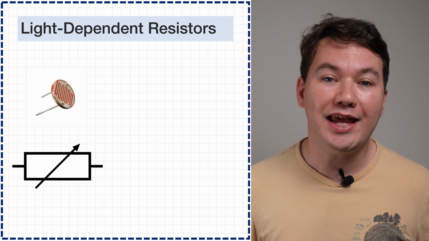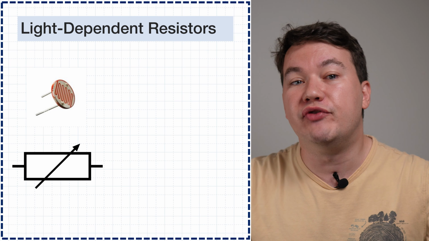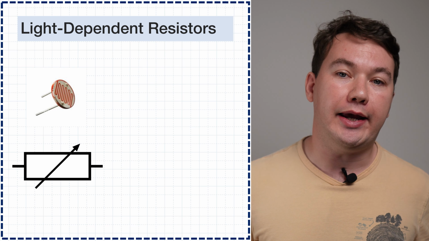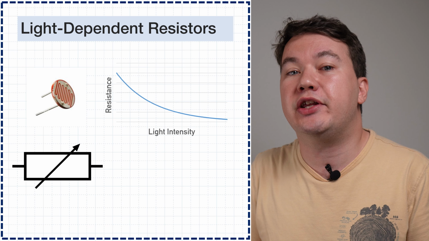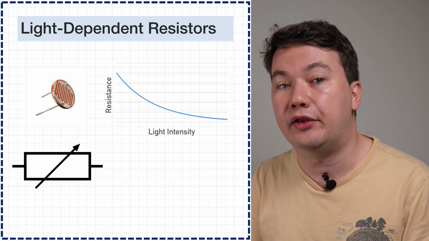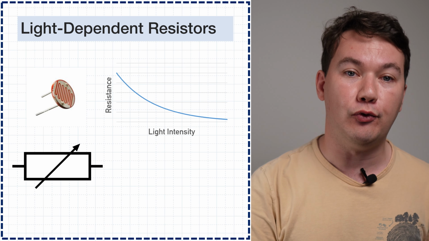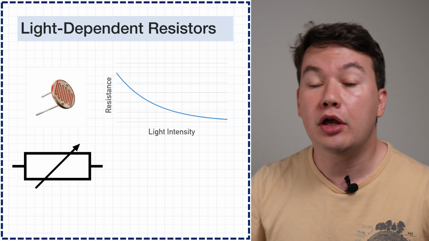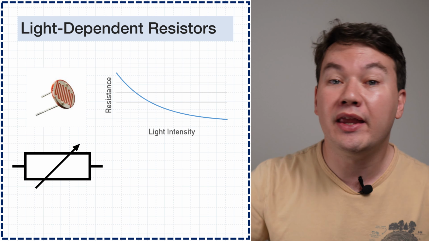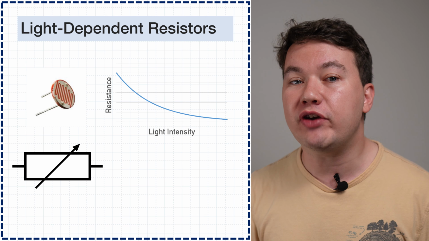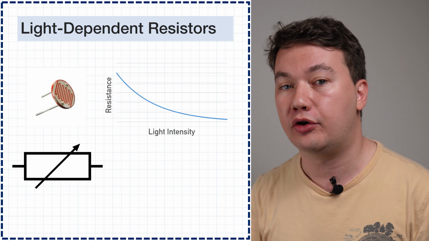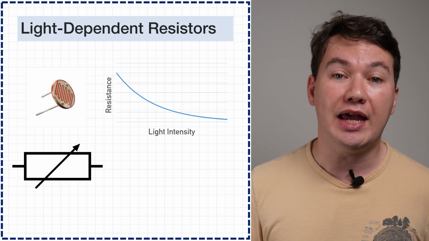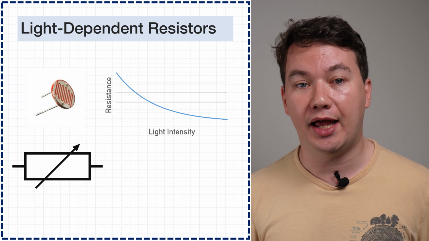Again, as the name implies, LDRs are resistors which respond to light. Specifically, if you increase the intensity of light on the surface of an LDR, the resistance falls. The graph shows a very similar relationship to the one we saw earlier, except now we're increasing the light falling on the component rather than the temperature. The reason this behaviour occurs is also very similar.